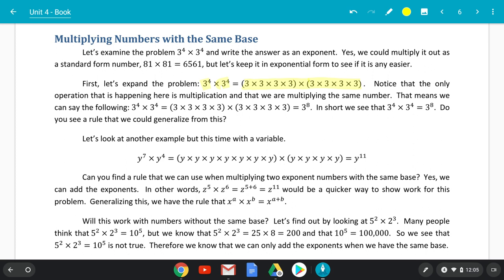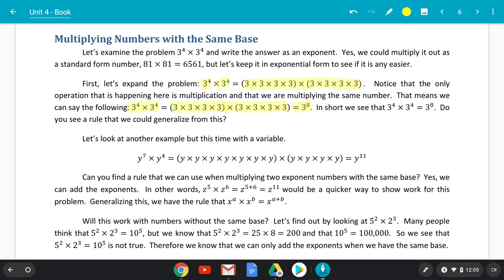That means that we could say the following. 3 to the 4th times 3 to the 4th is the same as 3 to the 4th times 3 to the 4th, which is really, there's really 8 3's there, so that's 3 to the 8th. Instead, we could say 3 to the 4th times 3 to the 4th equals 3 to the 8th. Do you see a rule that we could use to generalize this form?